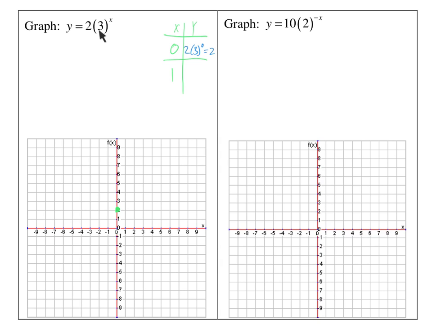And the second number tells you how it's growing or shrinking. And if you're tripling, aren't you growing? So what do you get if you triple 2? Isn't that 6? So what happens is, at 1, you're going to get 6. Because if I triple 2 once, doesn't that give me 6?